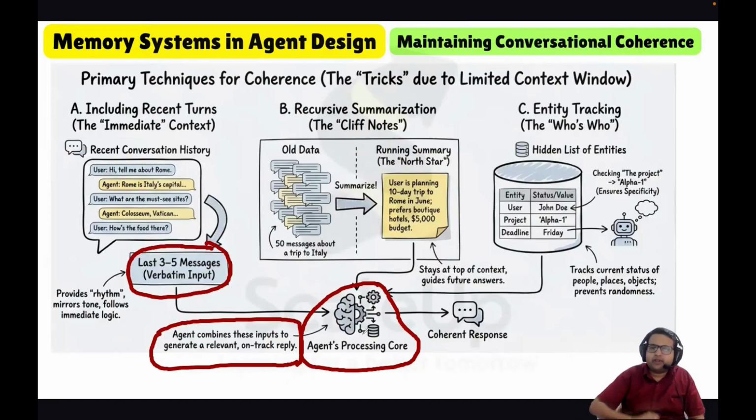The second very important technique we discussed was recursive summarization. Whatever old messages we have, before they get wiped off, we have to summarize them. We should create a running summary of those old messages and put it at the top of the context. And this summary will act like a north star which will guide all the future answers. And the third very important technique we looked at is entity tracking, wherein the agent should maintain a hidden list of entities containing the entity and the status or the value. And this can be very useful in generating coherent responses.